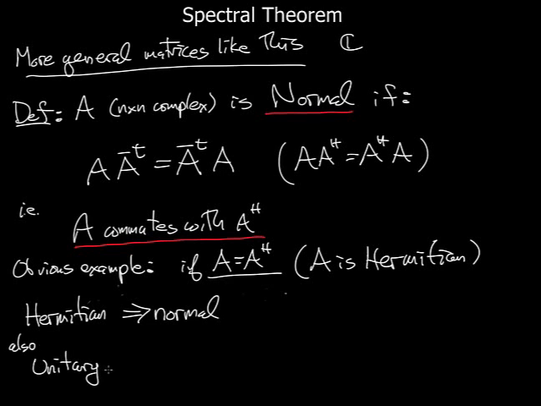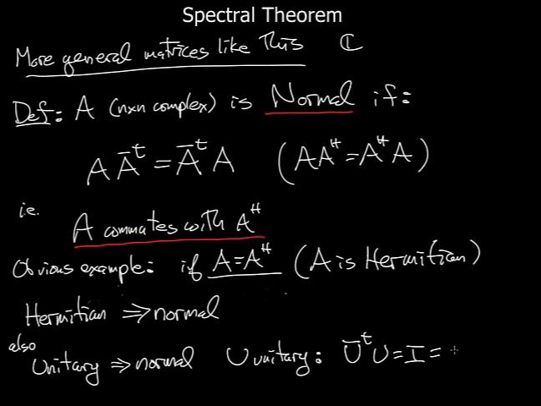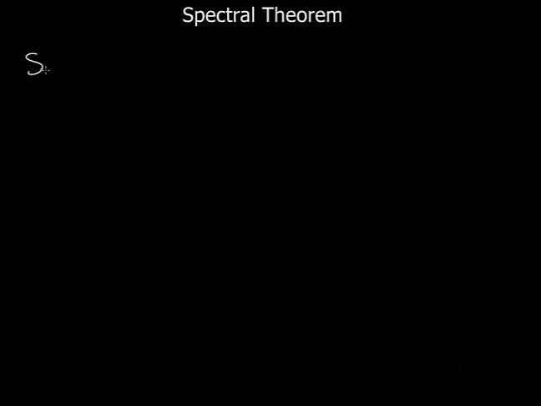Now, there's another class of matrices which are obviously normal, which is unitary. Why is that? I'm claiming that if U is unitary, U bar transpose U is equal to U U bar transpose, and the reason is both of those things are equal to I. So normal matrices capture both Hermitian and unitary.